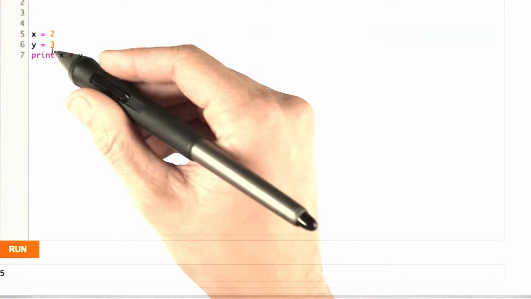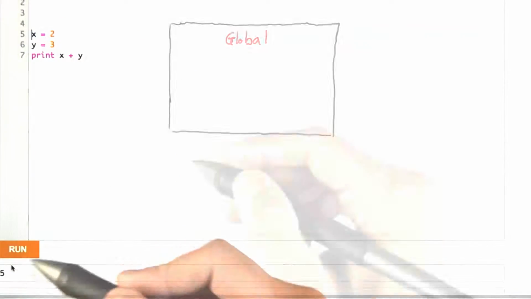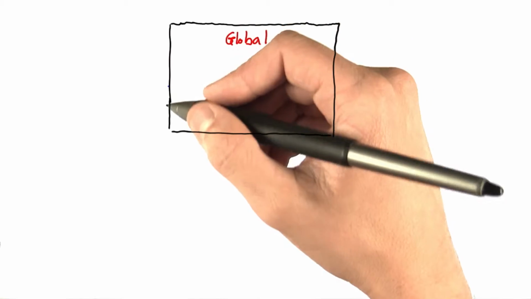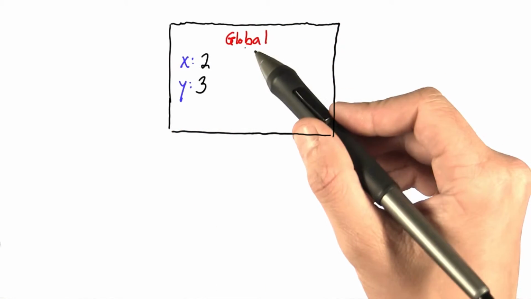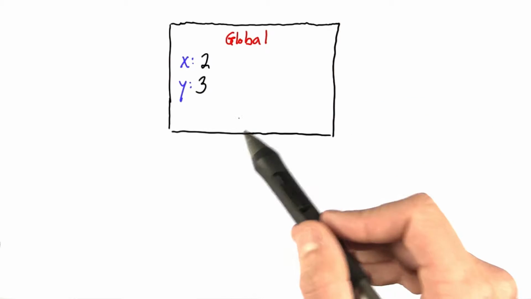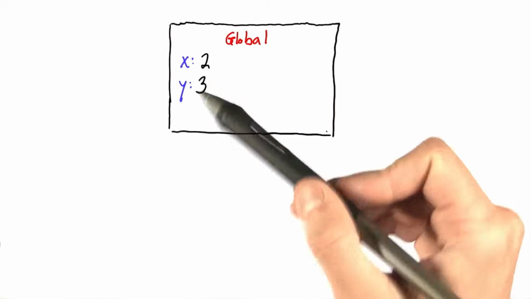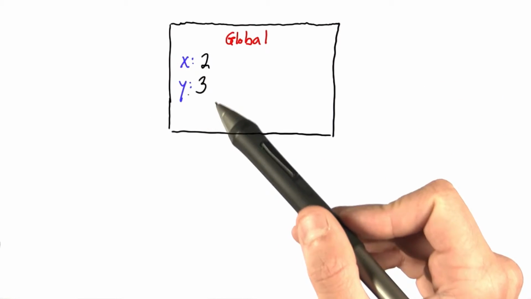Here we've got some very simple code. x equals 2, y equals 3, print the sum. And of course we get 5. In this example, x and y are what's called global variables, and they live in what we'll call the global environment, which I'm going to represent with this box. And in this environment, x is bound to the value 2 and y is bound to the value 3.